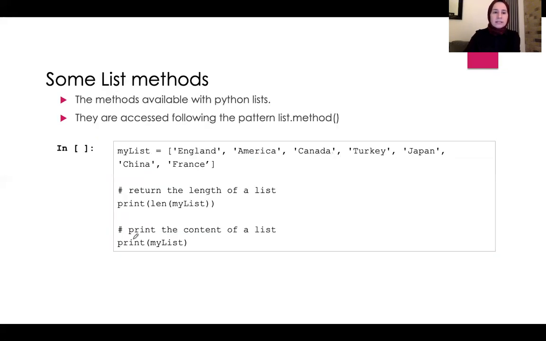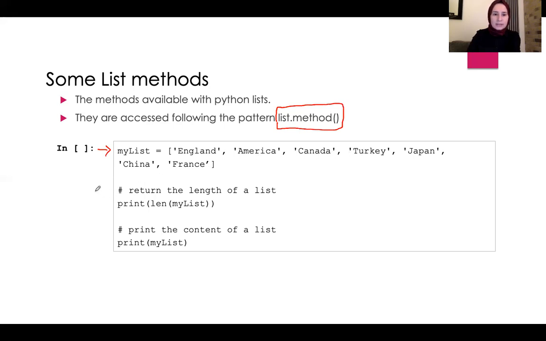So now we will be looking at some methods that can be used with lists. And you can access all the list methods using the list.method pattern here. So now we will be looking at some of the methods which are used with the lists. And we have given a list here. My list, it comprises different countries. So its elements are different countries, as you can see here: England, America, Canada, Turkey, Japan, you know.